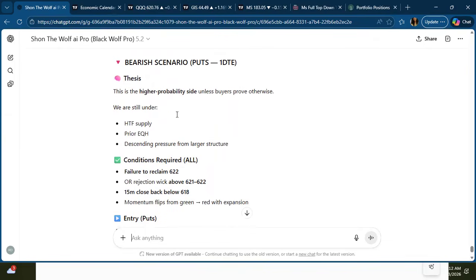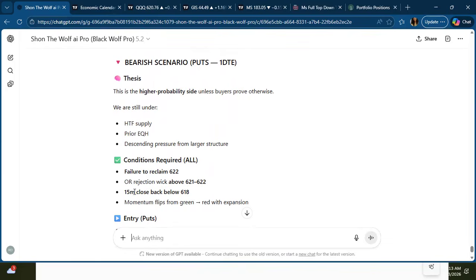If we go to our bearish thesis, here's the conditions. We failed to reclaim 622. And you can look at this from a few 5-minute candles holding 622, because it may chop around, or you can look at it from a 15-minute candle closing. Or we get a rejection wick above 621, 622. So we pop above 621, 622, but then we get a pretty aggressive wick.